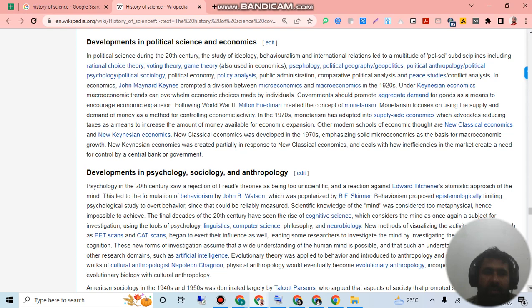Developments in political science and economics. In political science during the 20th century, the study of ideology, behavioralism, and international relations led to a multitude of subdisciplines, including rational choice theory, voting theory, game theory, also used in economics, psychology, political geography, geopolitics, political anthropology, political psychology, political sociology, political economy, policy analysis, and public administration.